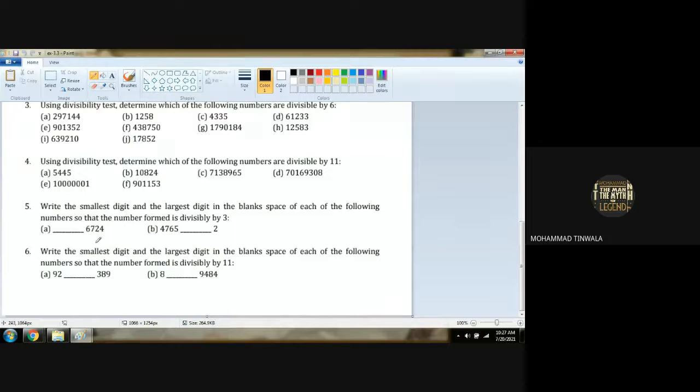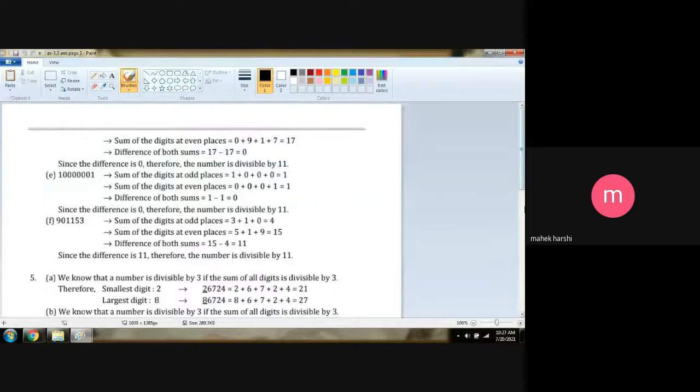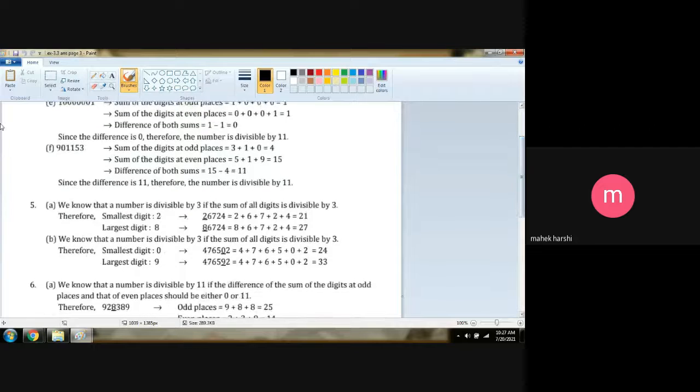Understood? Yes, sir. So what will be the number in the first blank? Look here. We know that a number is divisible by 3 if the sum of all the digits is divisible by 3. When is a number divisible by 3? When the sum of all the digits is divisible by 3. Yes or no?